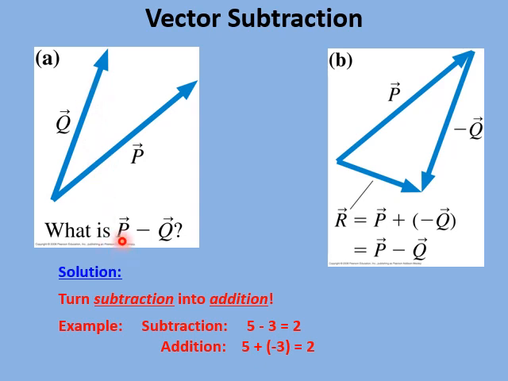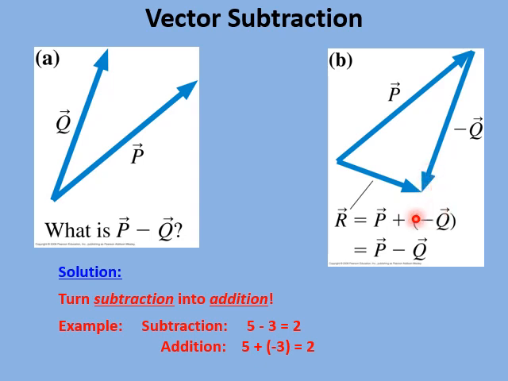All right, instead of saying P minus Q, we're going to say P plus negative Q. So what is negative Q? Well, we know how to do that. Remember, if this is Q here pointing up and to the right, then minus Q points down and to the left. Okay, it's just in the opposite direction as Q.